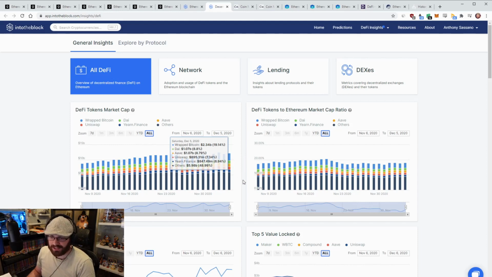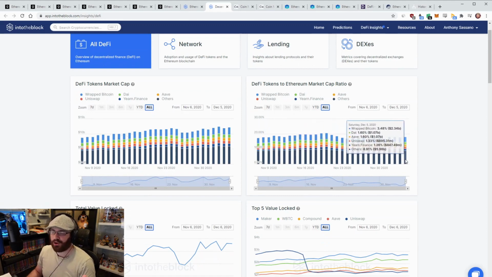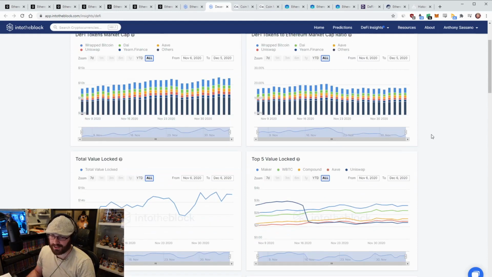But that's one metric that's cool to keep an eye on and see how much it's increasing over time. These metrics are very new. That's why it only goes back to November. They just recently released this, but still cool to see. You have DeFi tokens to Ethereum market cap ratio. Unfortunately this data doesn't go back far enough, but I'm sure if you go back, you'll see that Ethereum's dominance is much higher than what it is now, right? Because we've got a lot more DeFi tokens having a larger market cap and things like that. So another really cool thing to see there.